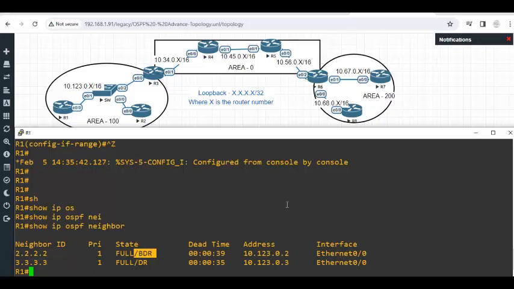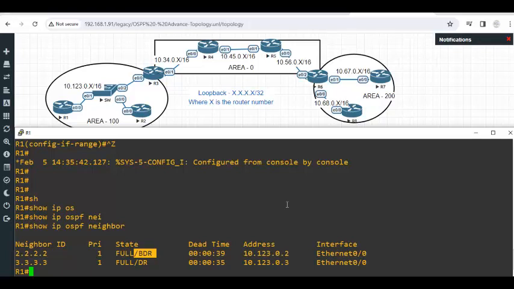See how many DRs you will have in an area. It depends on how many broadcast domains. It depends on how many LANs. I'm just talking about the DR. How many DRs you will find within an area is a wrong question. Some people ask that question: how many DRs will be there in an area? How do we know? Without seeing the topology, we cannot say that.